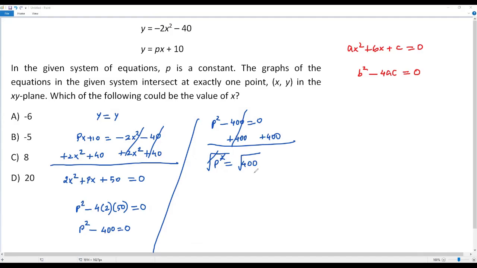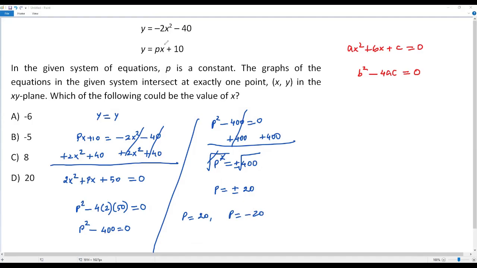Usually when we take the square root on both sides of an equation, one of the square roots will cancel out. And for the other square root, we have to consider a positive or negative sign. Then we get p equals positive or negative square root of 400, which is 20. We get two values for p. One is p equals 20 and the other one is p equals negative 20.